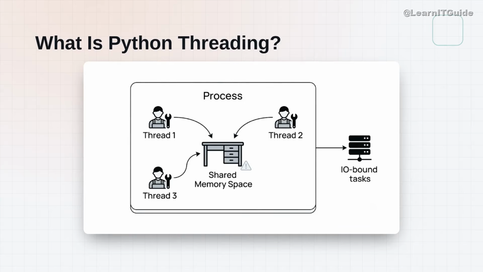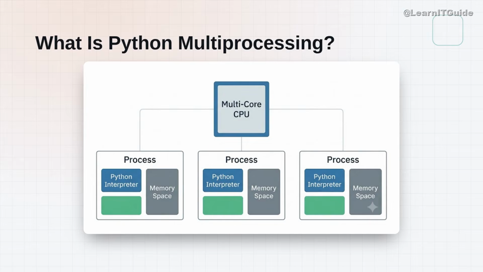So what is Python threading exactly? Think of threads as workers in the same office, sharing the same desk and filing cabinet. They share the same memory space, which makes it fast to pass information around. However, because they share everything, you have to be extremely careful about data corruption. In Python, threading is perfect for I/O-bound work. If your program is waiting for a database query to return or a file to download, threading lets the CPU switch to another task while waiting. That is the key point. Now, let us look at the alternative.